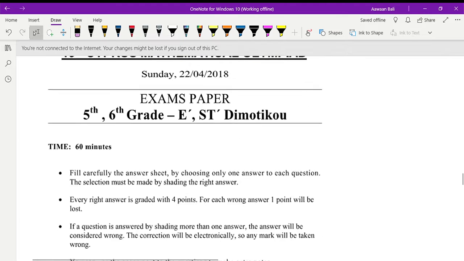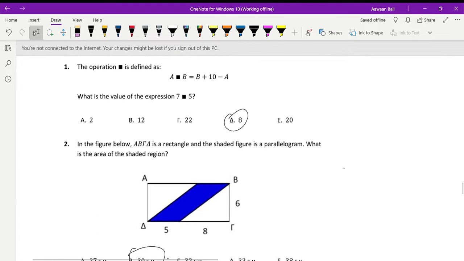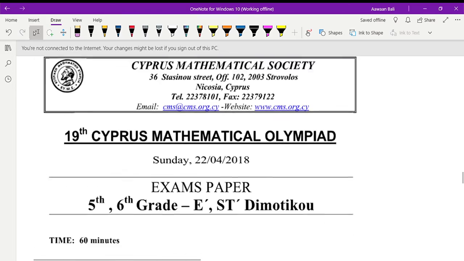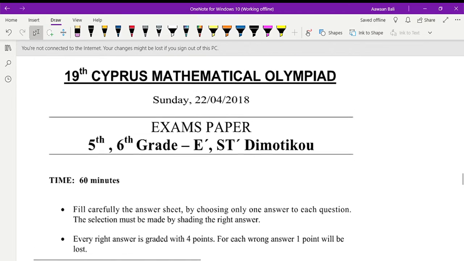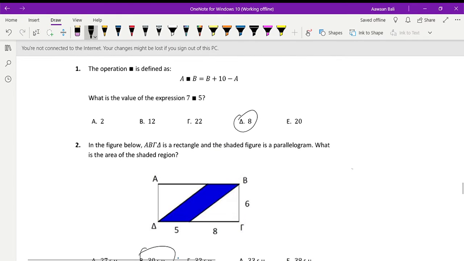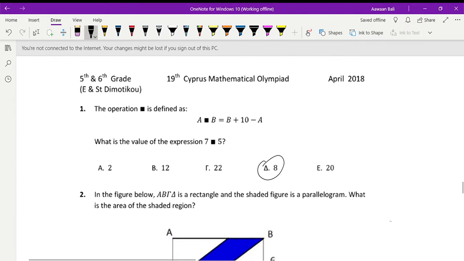So now I guess we have to continue with the next paper. This is 2018, the 19th Cyprus Mathematical Olympiad for 5th and 6th grade. Question number 1. The operation square is defined as a square b is equal to b plus 10 minus a. What is the value of the expression 7 square 5?